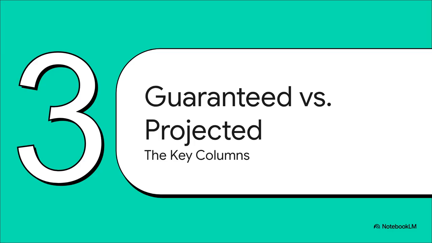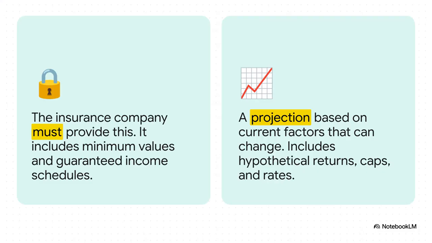Now, of those 5 steps, there's one that is more critical than all the others combined. Seriously, if you only remember one thing from this whole explainer, make it this: understanding the difference between what is guaranteed and what is just hypothetical. This is where you need to focus your attention. On one side, you have the guaranteed values. This represents the company's legally binding promise. It's the absolute minimum you will receive no matter what.